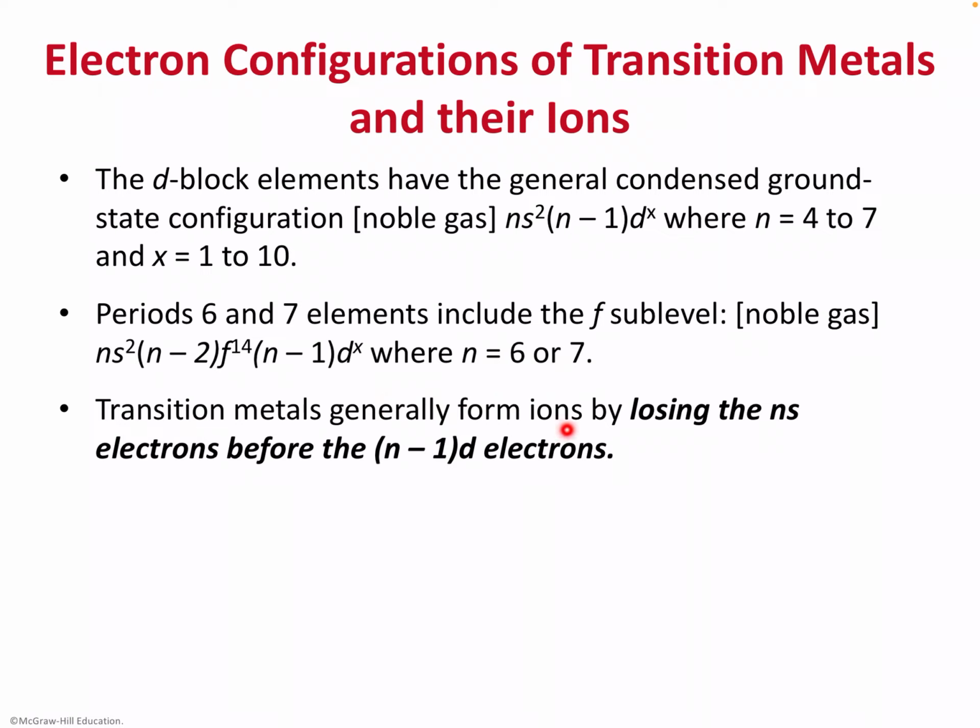Transition metals generally form ions by losing the Ns electrons before the (N-1)d electrons. You see here we have s electrons, f electrons, and the d electrons. Now we are talking about the transition metals. These are transition metals, so you have s electrons and the d electrons. Normally, the first electrons that are lost are the Ns electrons before they lose d electrons. Okay.